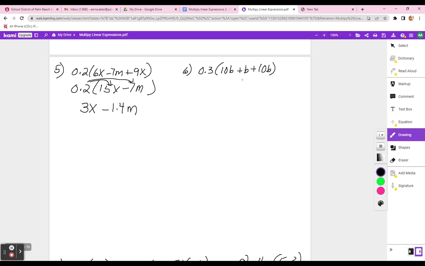Let's go to the next one. Look and see if we can combine like terms. We can. We have 10b, 1b, and 10b. So we're going to combine those like terms, 10, 20, 21b. You can use your calculator if you like. 0.3 times 21b is 6.3b. And that's it. Let's keep going.